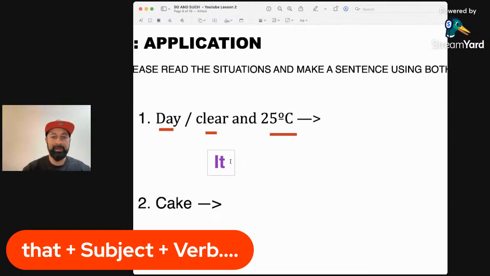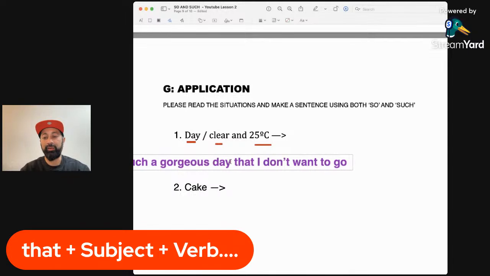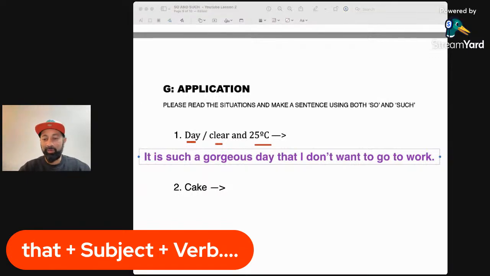The first thought that came into my mind was, it is such a gorgeous day that I don't want to go to work. It is such a gorgeous day that I don't want to go to work. All right. Does anybody have a different answer? And honestly, whenever there's a day like that, it's 25 degrees, it's clear, blue skies, it's tough. I always want to kind of stay home, or not stay home, maybe go to the beach or enjoy my roof terrace.